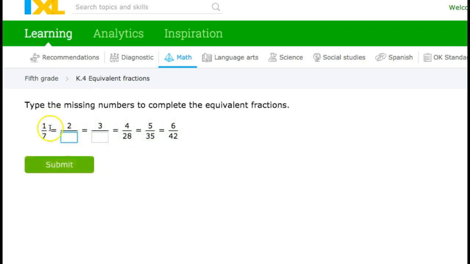More missing numbers. Here we have 1/7, 2 over blank, 3 over blank, 4 over 28, 5 over 35, 6 over 42. 1 times 2 is 2, 7 times 2 is 14. What I do to the top, I have to do to the bottom. 1 times what is 3? It's 3. So I have to multiply that 3 times the bottom. 7 times 3 is 21.